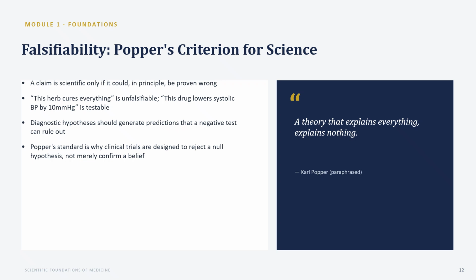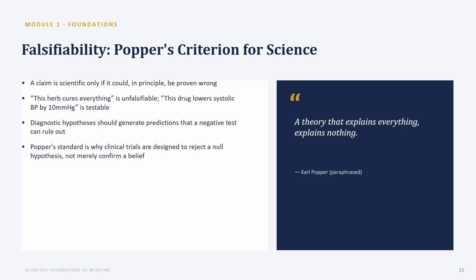Falsifiability. Karl Popper stated that scientific ideas must be testable and capable of being disproved. This principle ensures that medical research remains objective and evidence-based. So, a claim is scientific only if it could, in principle, be proven wrong.